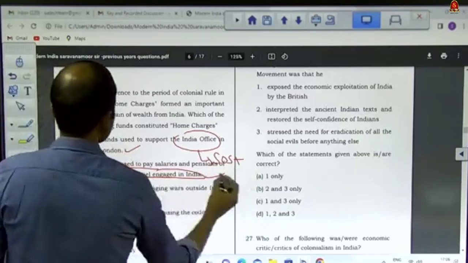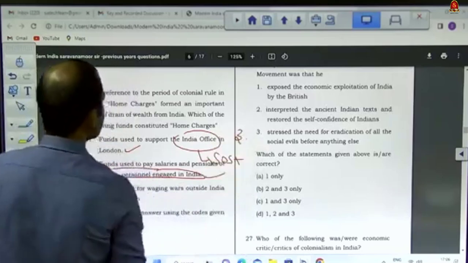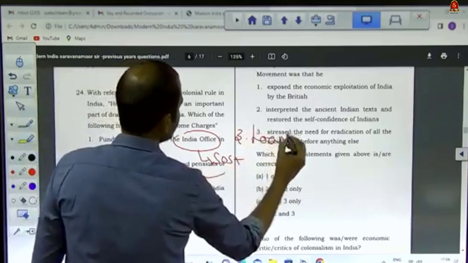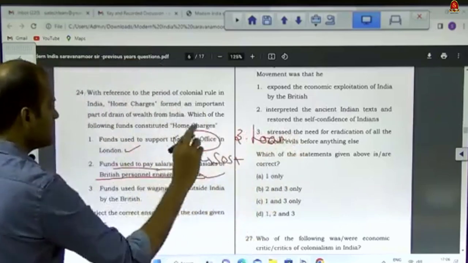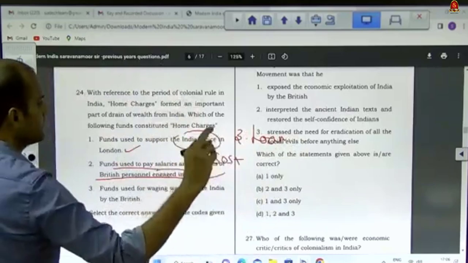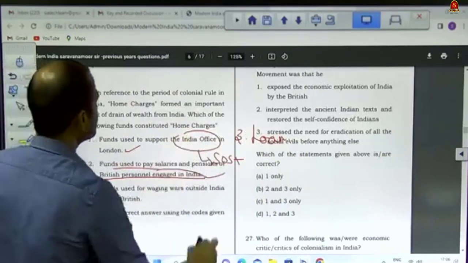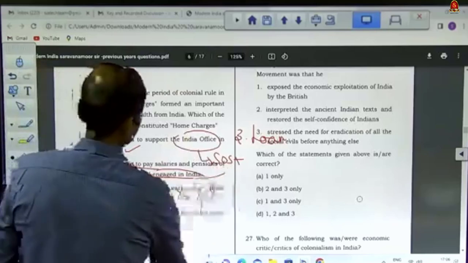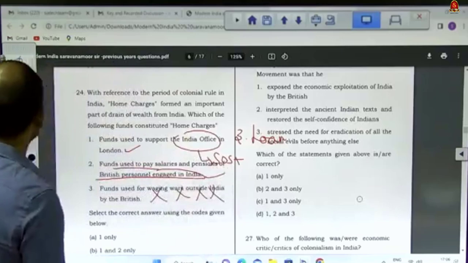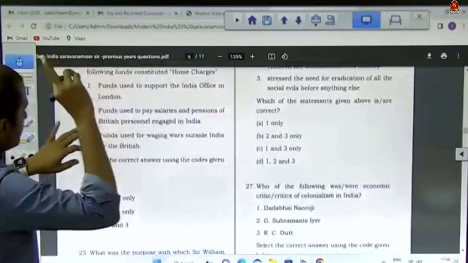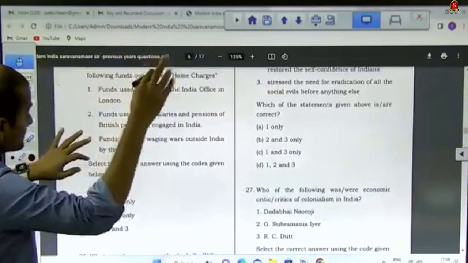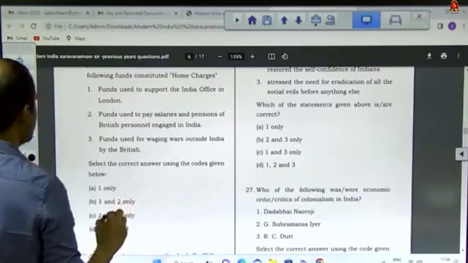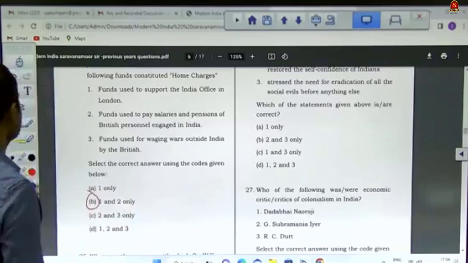And one more fund. The third item of home charge is loans raised abroad, in Britain and other countries, for promotion of railways and shipbuilding in India. That's also home charge. Funds used for waging war would not come under this. That's what home charge is: the charges needed in London, the amount was given by India. That's why the answer is 2.